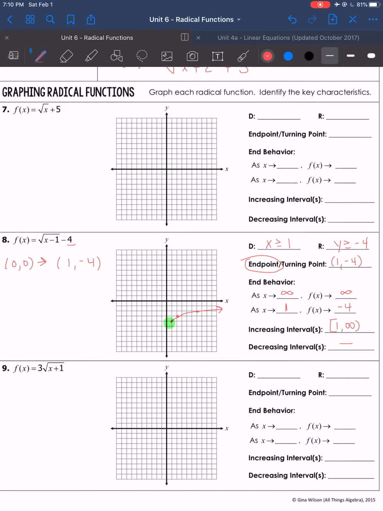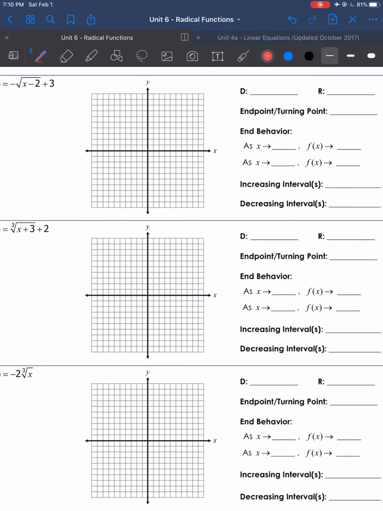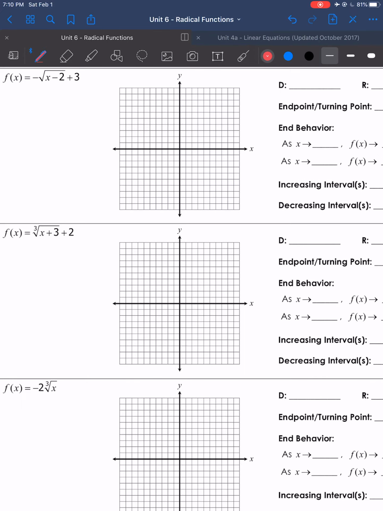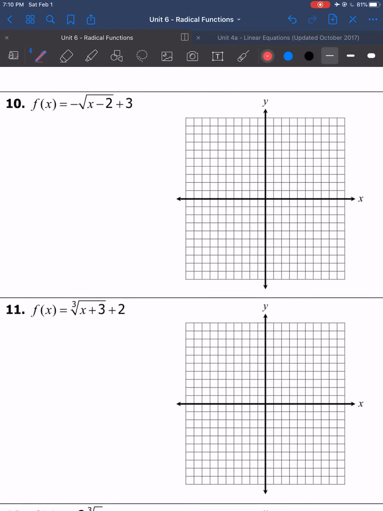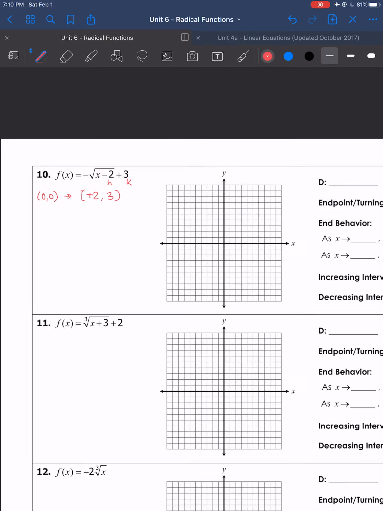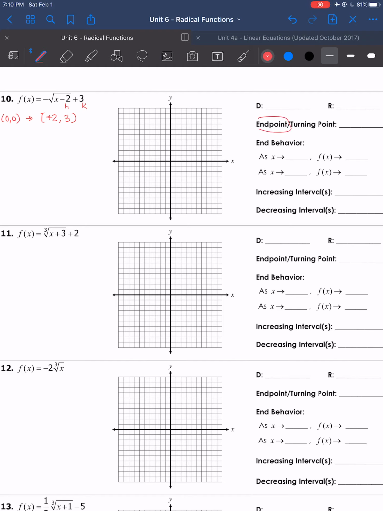And then we're going to move on to number 10. And we'll do 10 and 12, and we'll call it good. All right. So I usually start at 0, 0, but this is h and that's k. So I'm going to have positive 2 and 3, because that's a minus. So my end point, since it's a square root, not a cube root, is 2, 3. It's going to be flipped over the x-axis because of this negative right there.